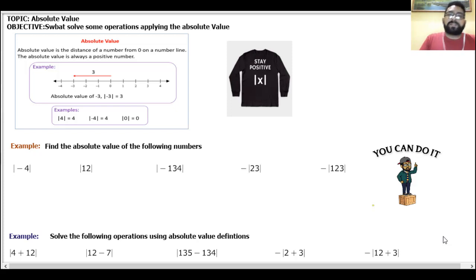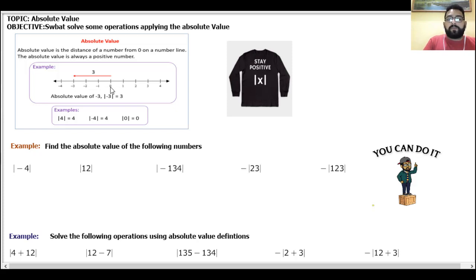Basically, the absolute value is the distance from 0 to any position. For example, you can see here in the number line we have 0, and the distance from 0 to 3 is 3, right? It doesn't matter if it's a negative position or a positive position, the distance is always 3. So in this case, we're going to use the absolute value to represent a distance, okay?